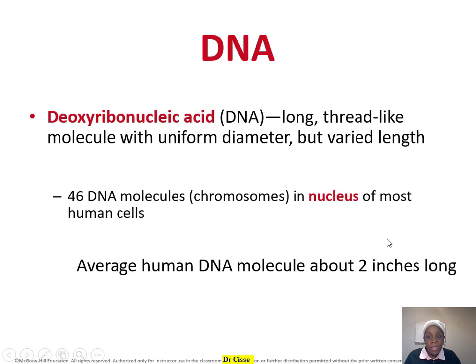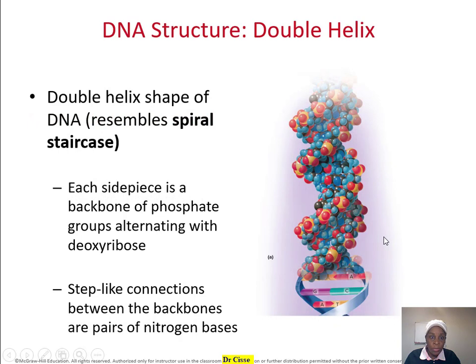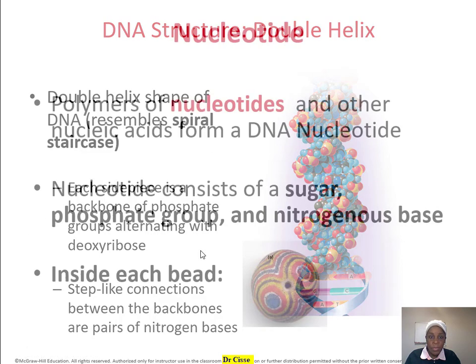What is the average length? 2 inches long. What is the shape, the structure of the DNA? It is the double helix. It means it's twisted twice. It looks like a spiral staircase. Now, each side piece is a backbone of phosphate group alternating with deoxyribose. We'll explain what this is, right?